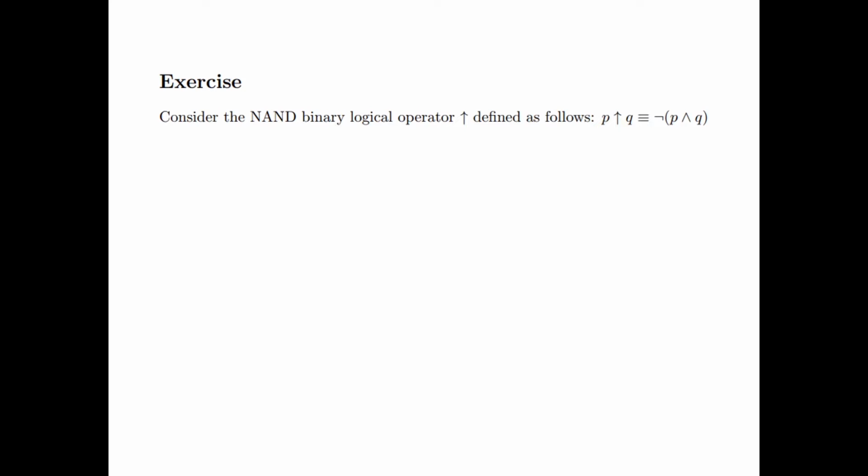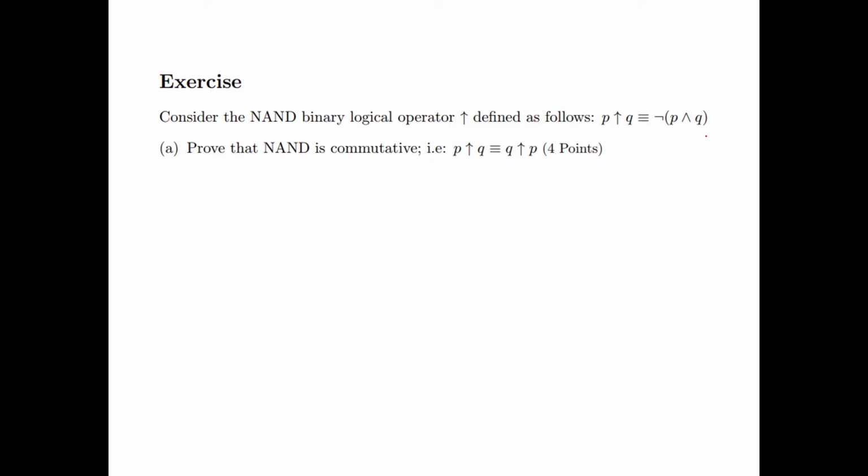Consider the NAND binary logical operator. Okay. So the not AND, we're going to give it this symbol in this exercise. Remember, this is XOR. We're going to give this for NAND. It's defined as follows: not the AND between them. Prove that NAND is commutative. We're going to do this without the truth tables, sorry.